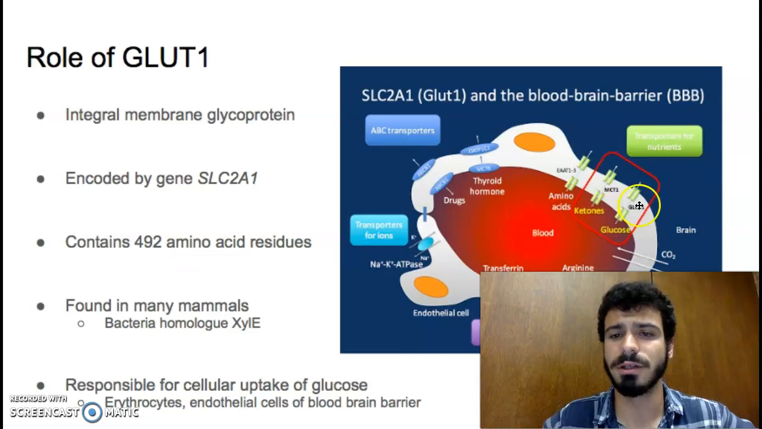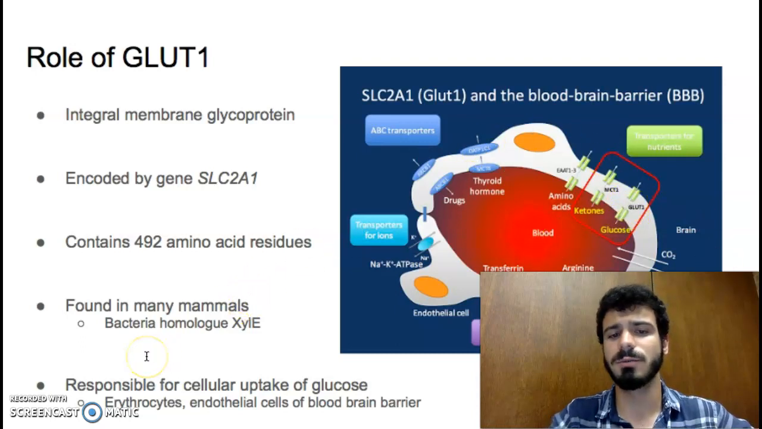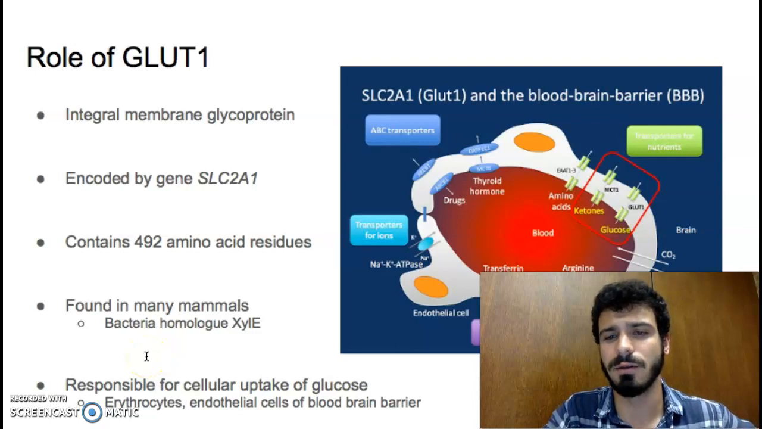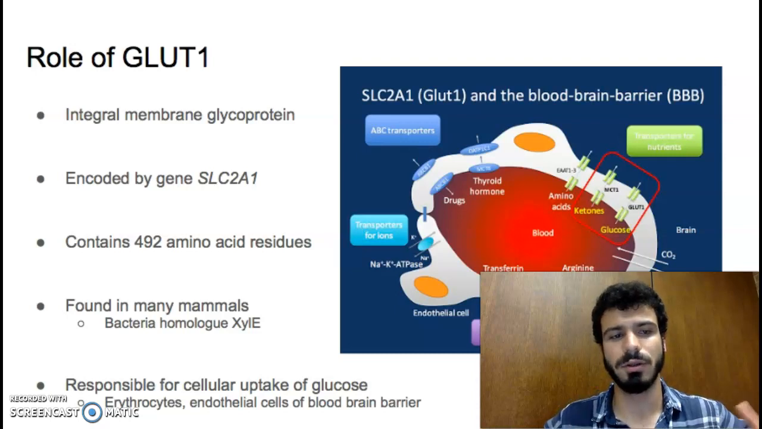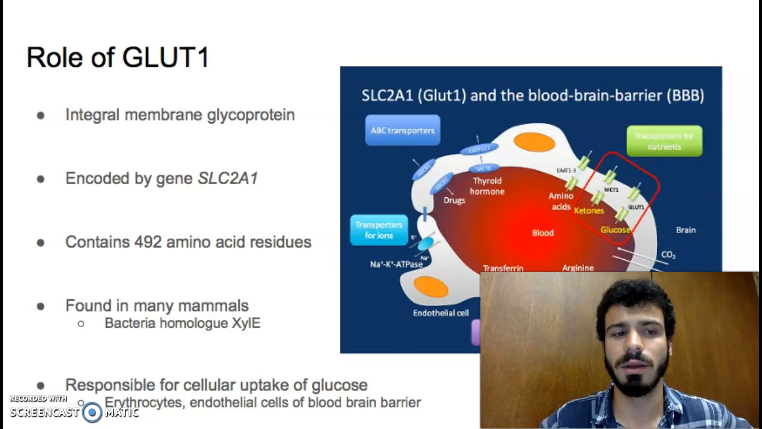As you can see here, here's the GLUT1 glycoprotein in the membrane of an endothelial cell. It's responsible for the cellular uptake of glucose. It's not the only way, but it's an important way for erythrocytes and endothelial cells of the blood-brain barrier specifically. Also other organs as well, but those are the two very important cells which utilize GLUT1.